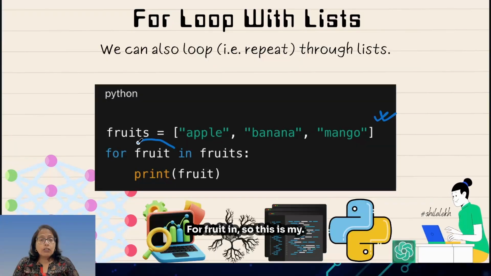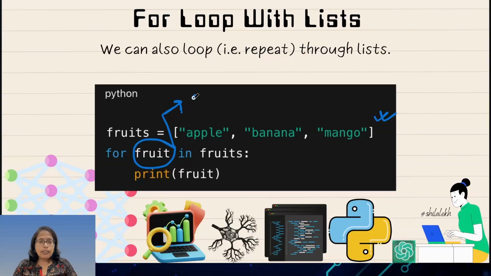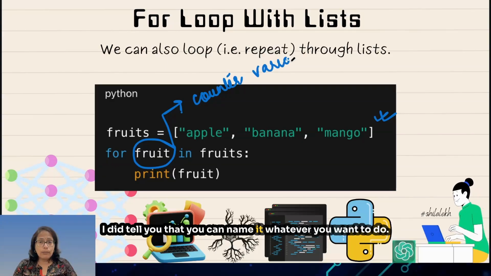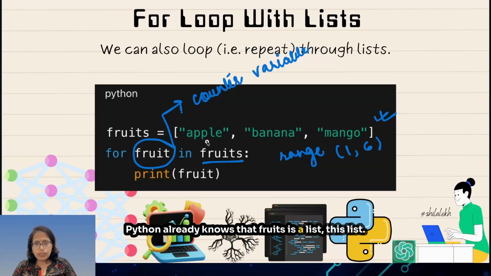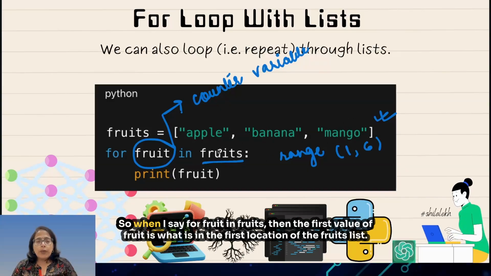For fruit in, so this is my counter variable. I did tell you that you can name it whatever you want to. So this is a counter variable in fruits. Rather than saying range 1,6 or anything else, I am saying in fruits. Python already knows that fruits is a list, this list. So when I say for fruit in fruits, then the first value of fruit is what is in the first location of the fruits list.